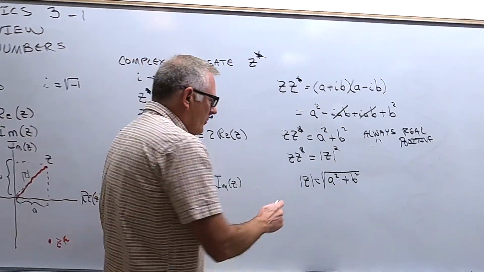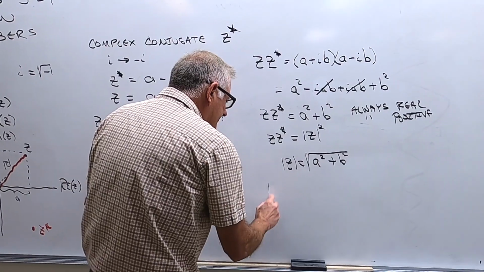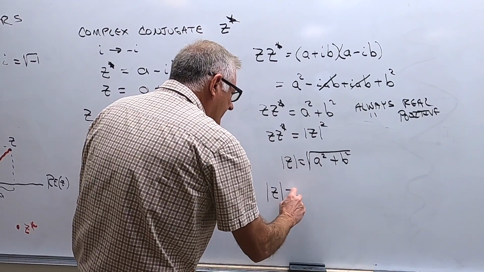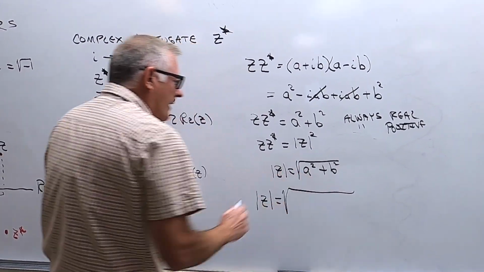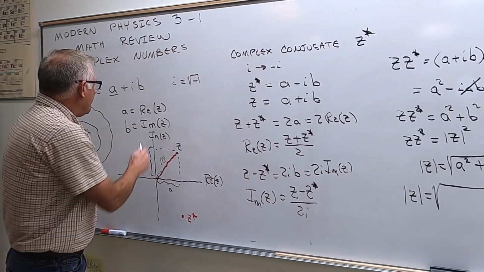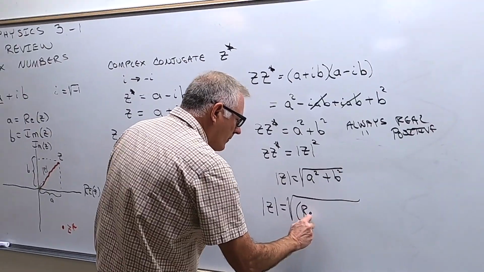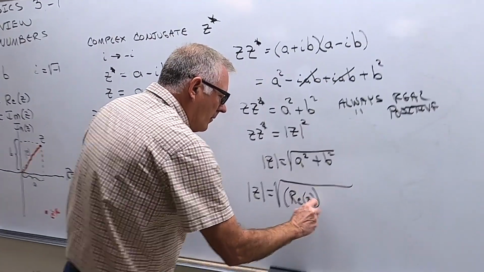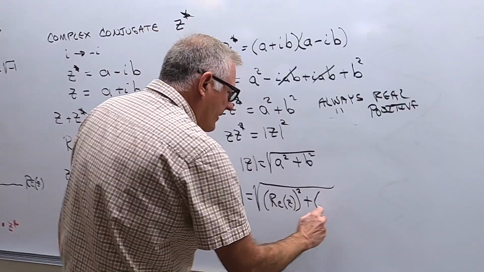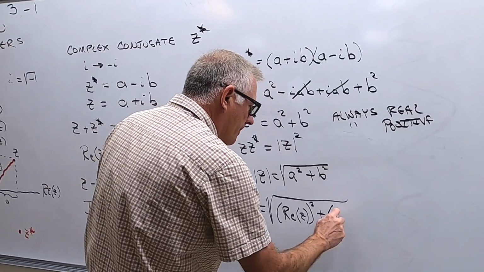Another way we could write this is the magnitude of z is the square root of a squared. Well, a we said was the real part of z, squared, plus the imaginary part of z squared.